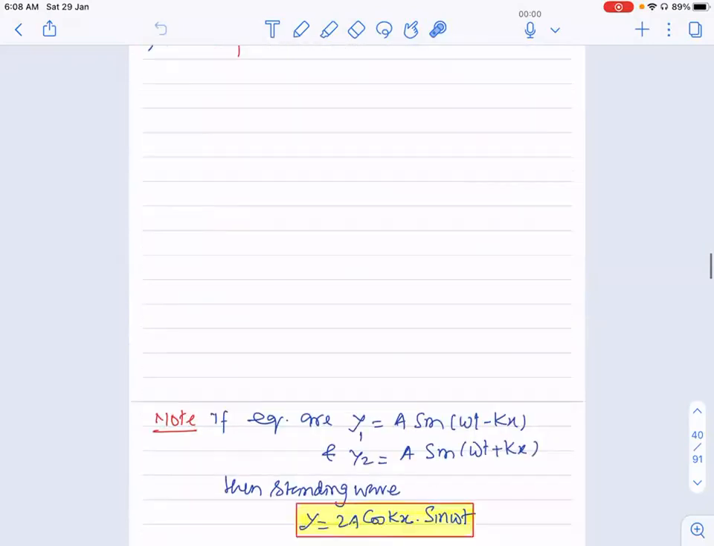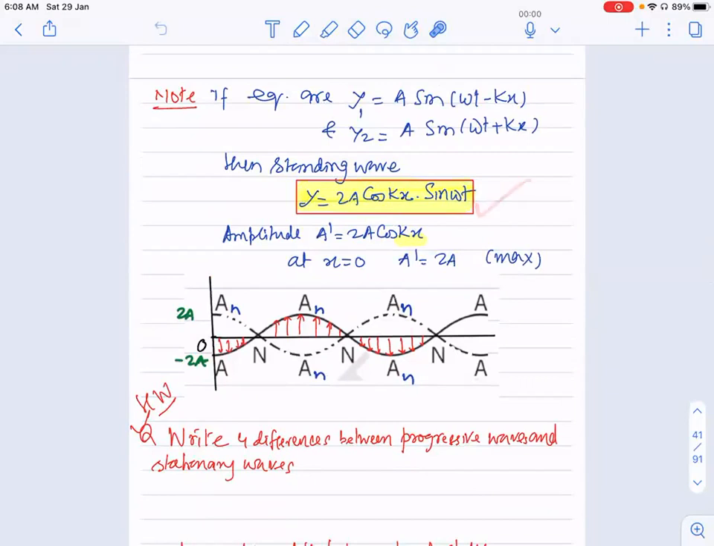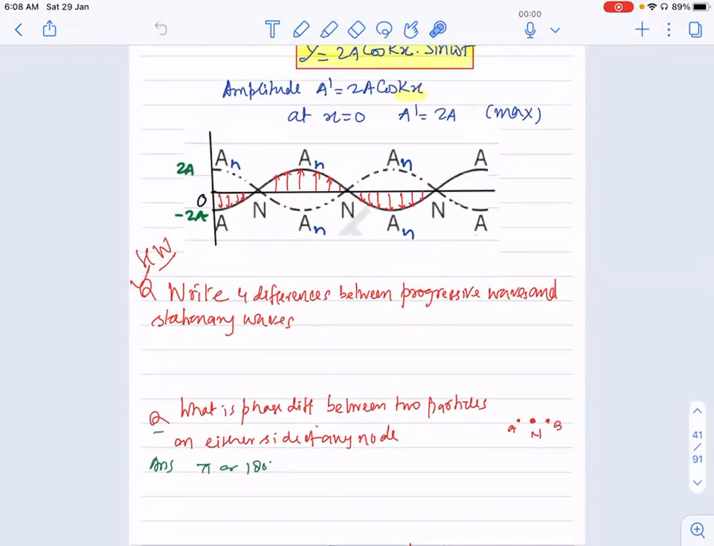And in this equation, nodes will be at the origin or antinodes will be at the origin, and other points remain the same. There are no other changes. We are discussing the differences between stationary and progressive waves. You are supposed to write 4 points, 4 differences. Could you get the 4 differences?